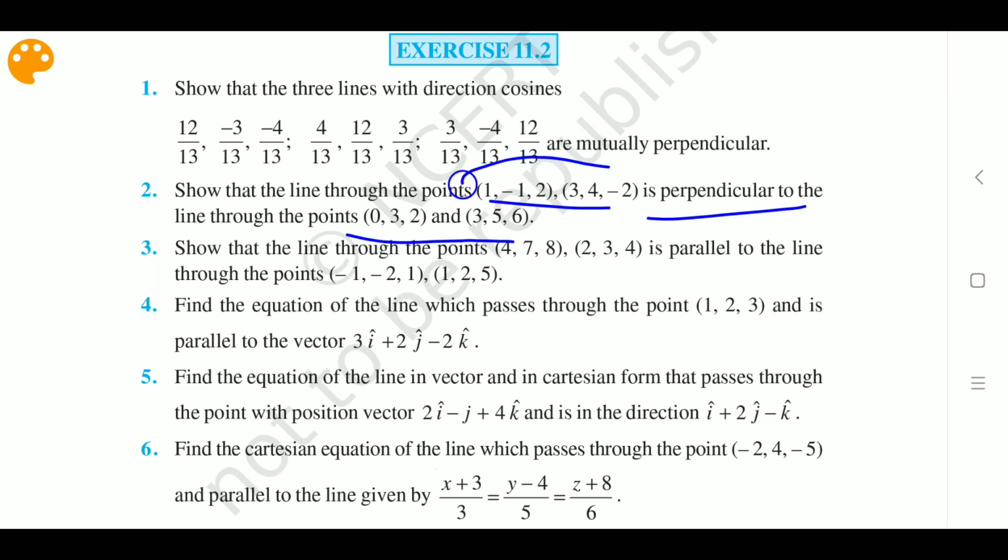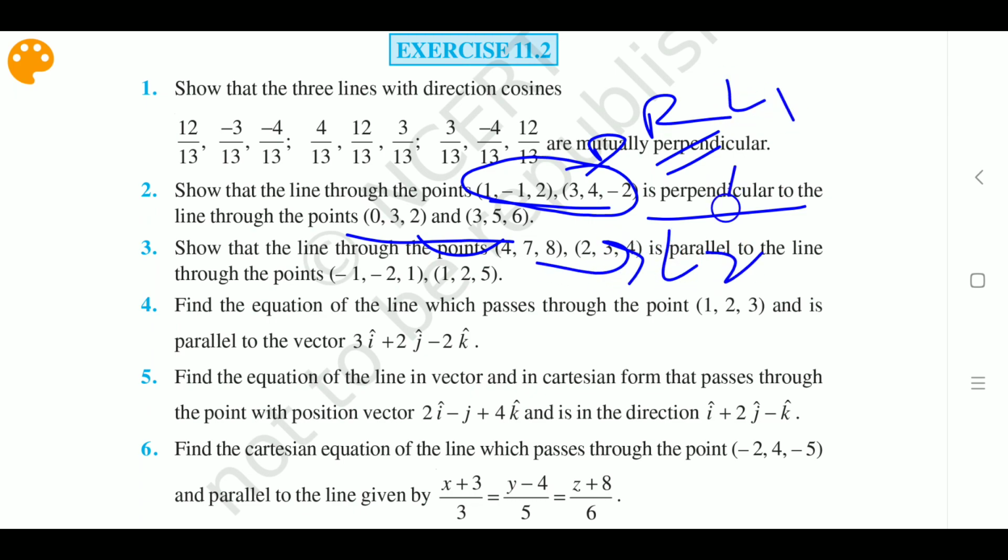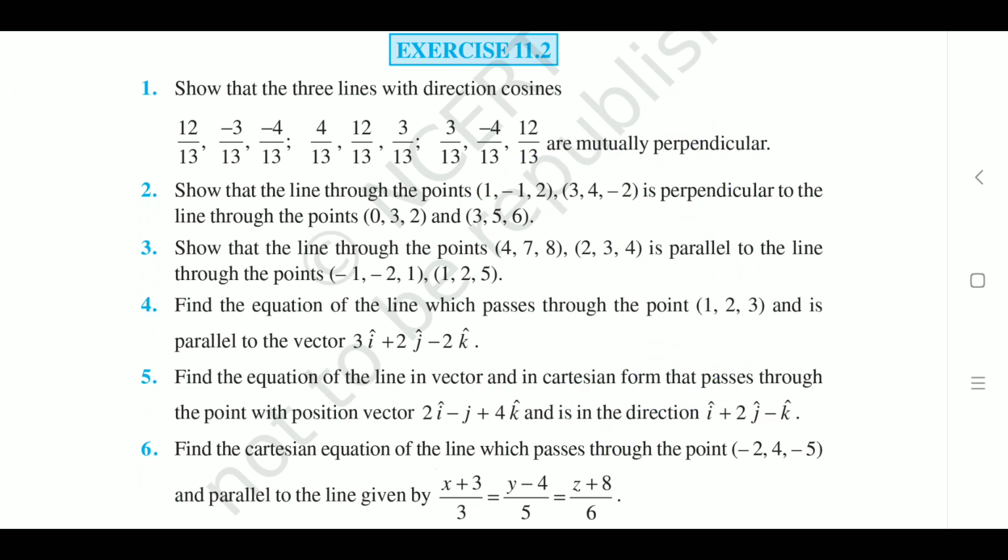So again you have the 2 points. Again, what will you do? Again you have to find out the direction ratio. Direction ratio, how you will find out? Just subtract these 2 points from each other, and again doing the same. And when you get these direction ratios of line 1 and line 2, you will find out that the dot product of these two are again 0. That is a1 a2 plus b1 b2 plus c1 c2 equals to 0.